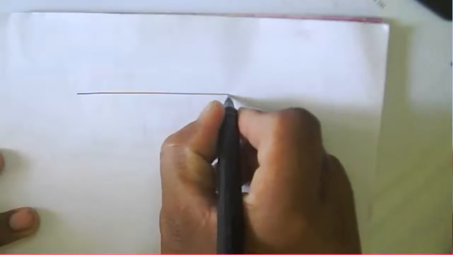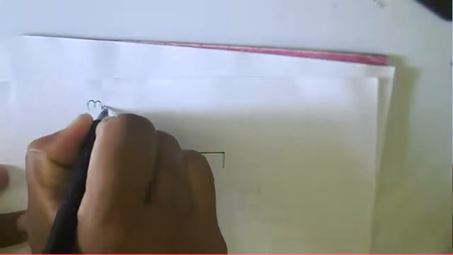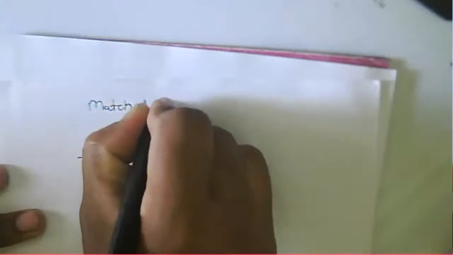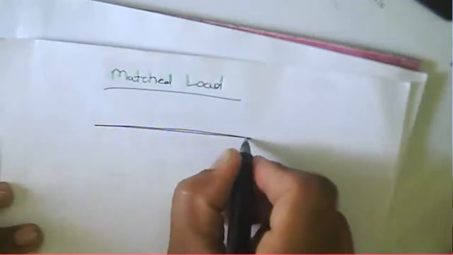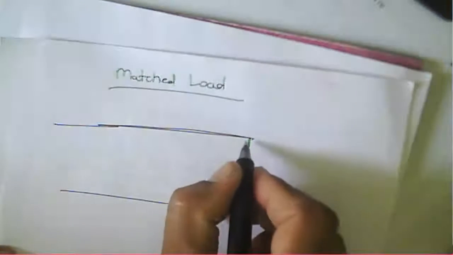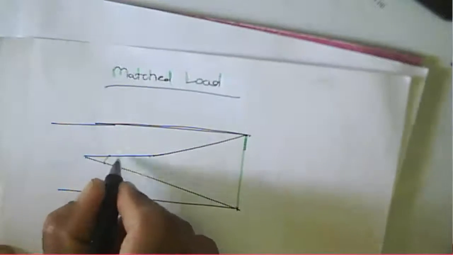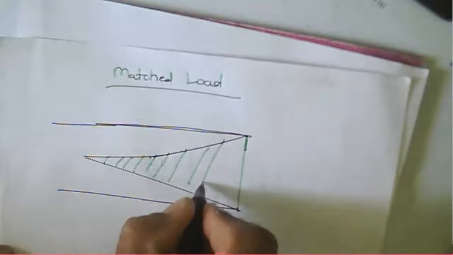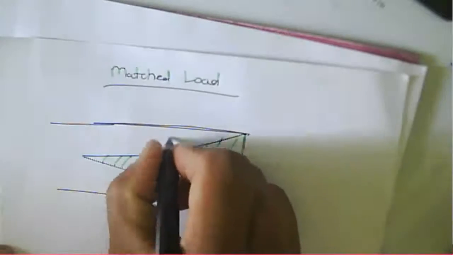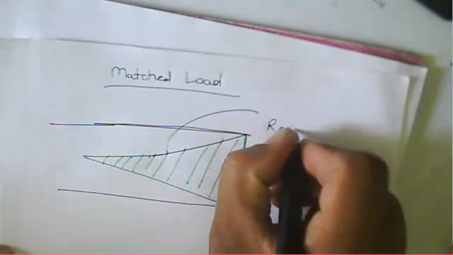Now this is all about your microwave components. One more component we'll see is the matched load. In a matched load, this is a rectangular waveguide, and inside it at the end there is a small obstacle. This small obstacle is nothing but a resistive vane.